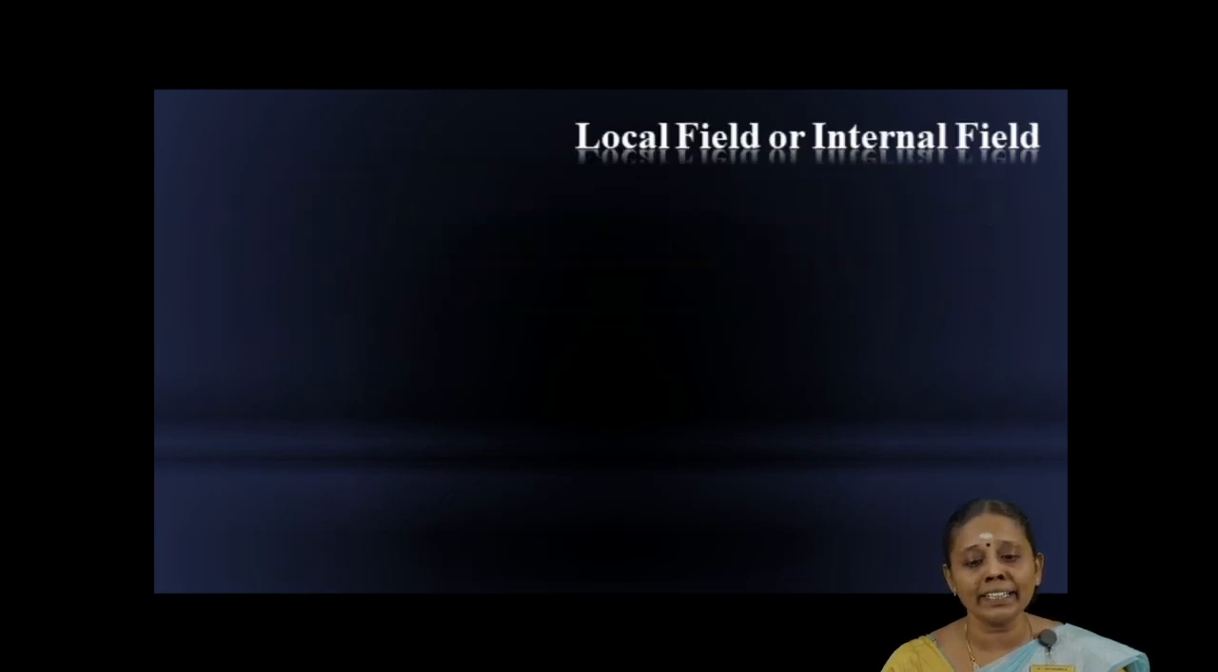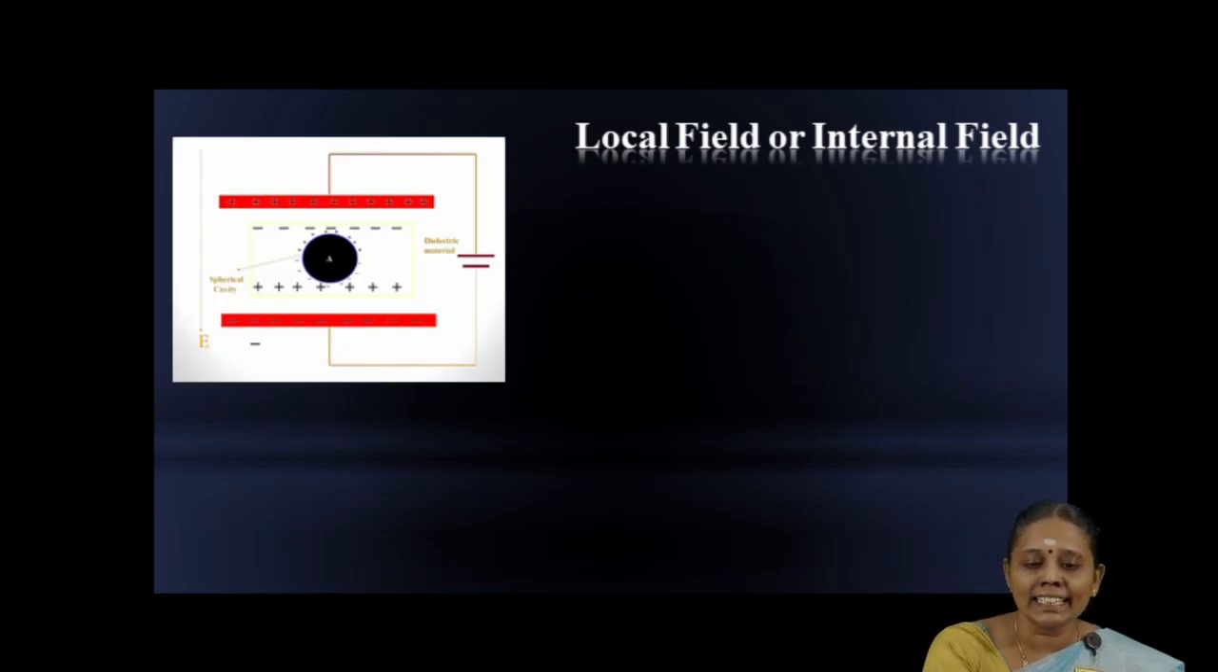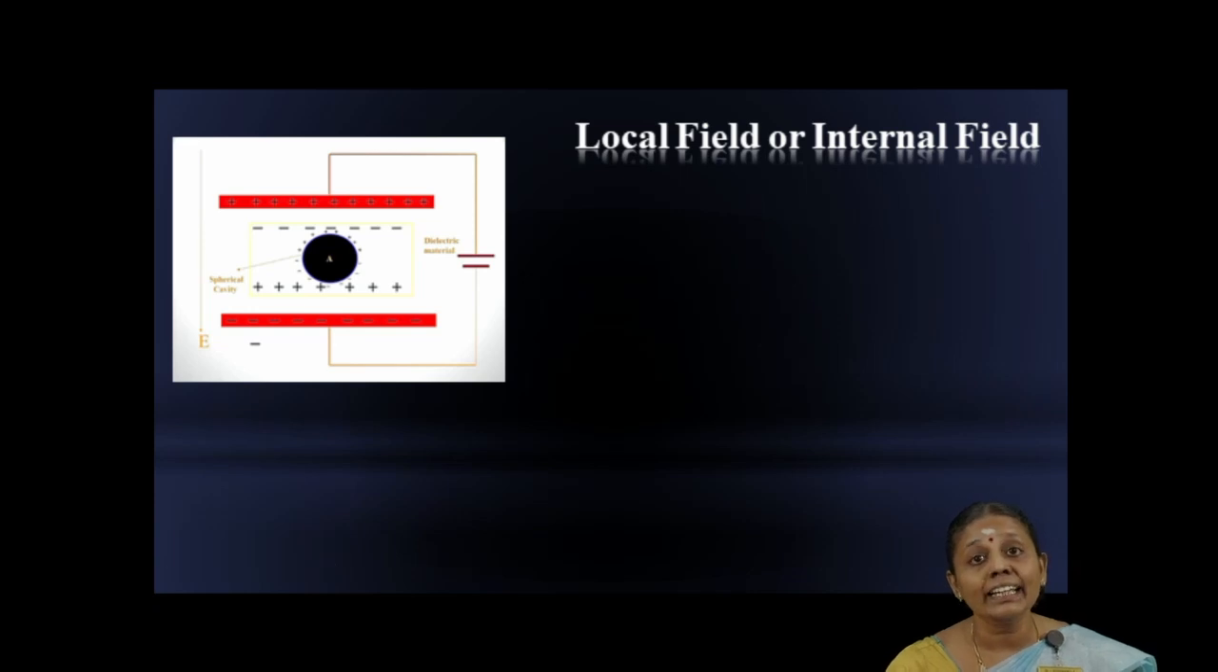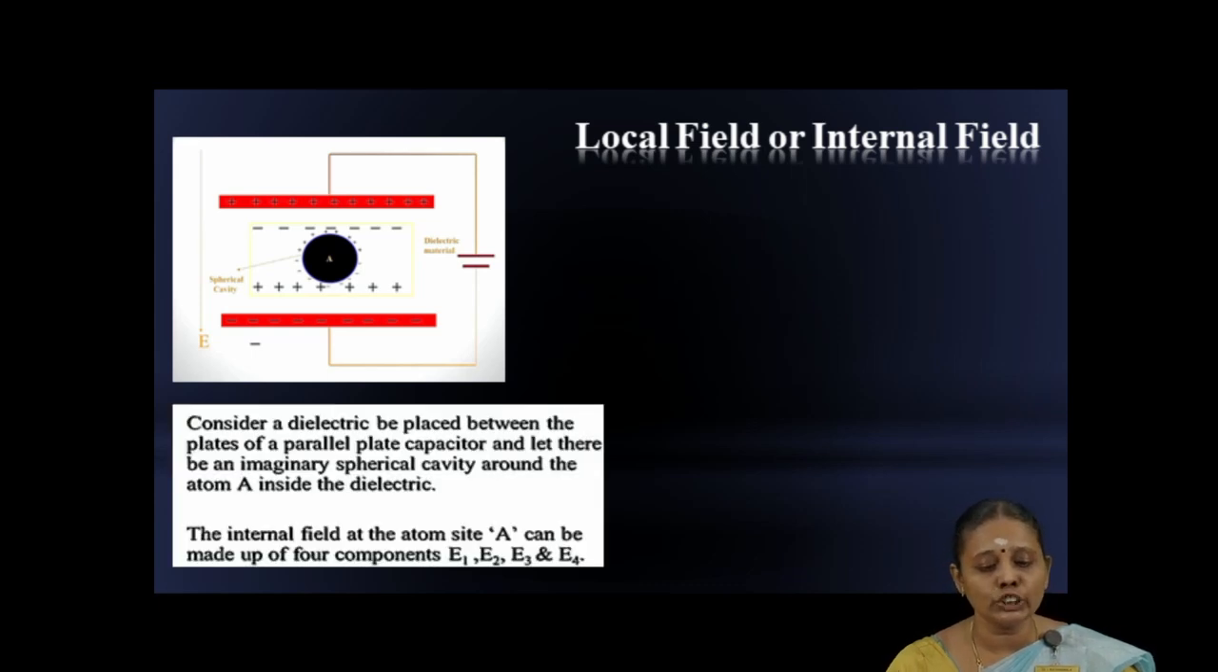Next, let me explain the derivation for the local field or internal field. It is nothing but the space or the average time required to find an electric field intensity at a particular point. For this, first let us consider a dielectric material inserted between the plates of a parallel plate capacitor. Now we are going to apply an electric field to that dielectric material. Our aim is to find the electric field. That particular field is referred to as the local field. It is made up of four terms: E1, E2, E3 and E4. Let us find them one by one.